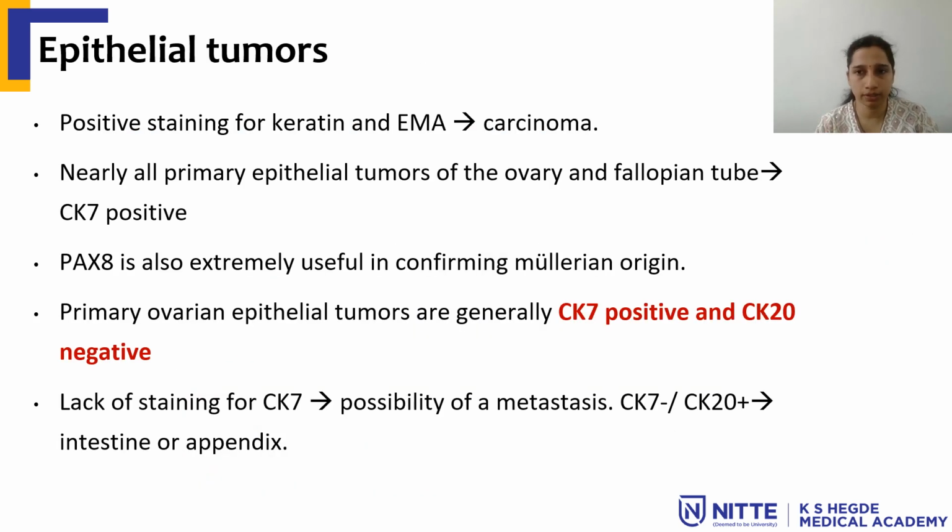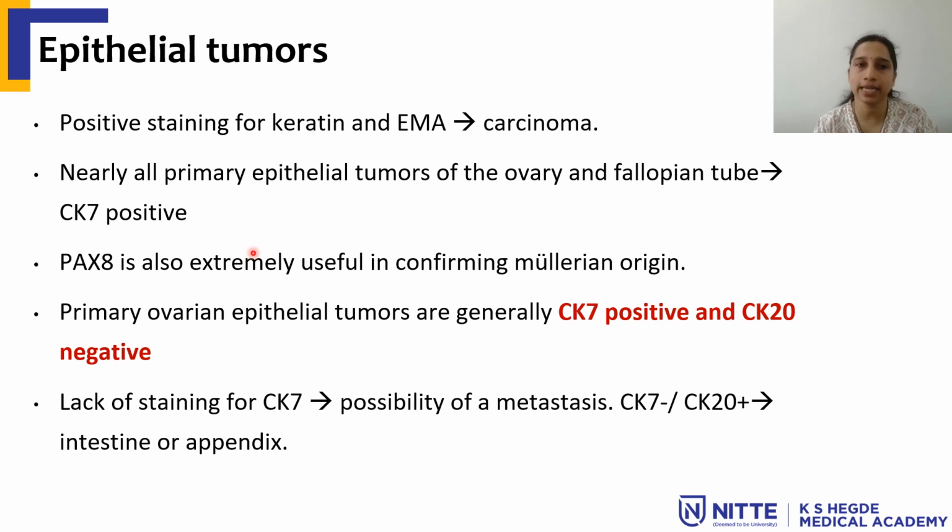So coming to the markers based on our histopathology diagnosis. Based on histopathology, we will have a diagnosis of whether it is an epithelial tumor, germ cell tumor, sex cord stromal tumor or metastatic tumor. If you are suspecting an epithelial tumor, the most useful set of markers are cytokeratin and EMA. Both positive will suggest that it is a carcinoma. And nearly all primary tumors of ovary or fallopian tube are CK7 positive and CK20 negative.